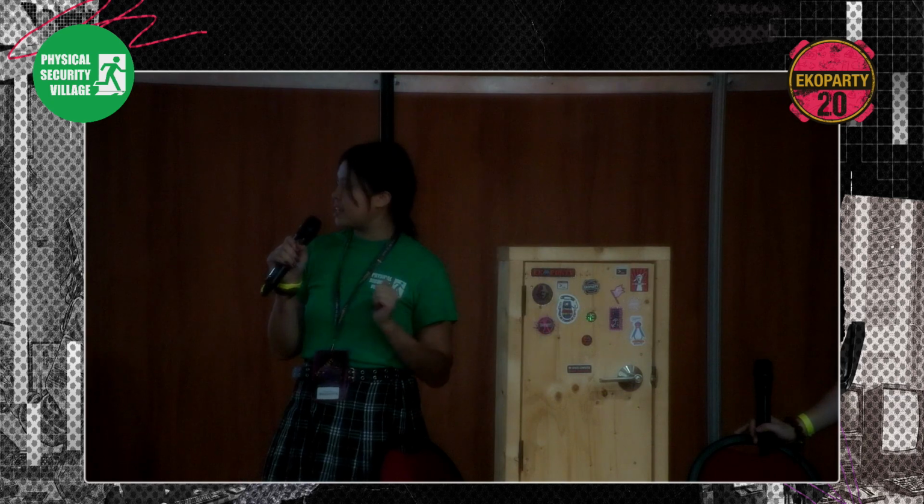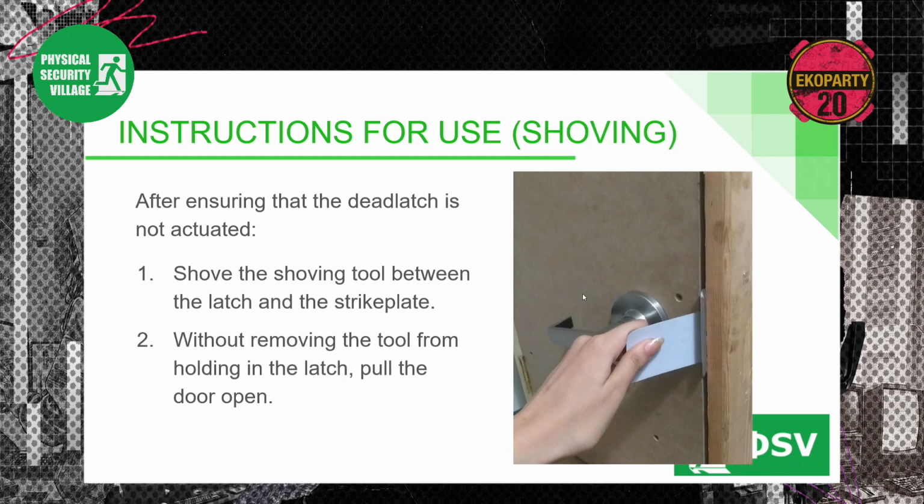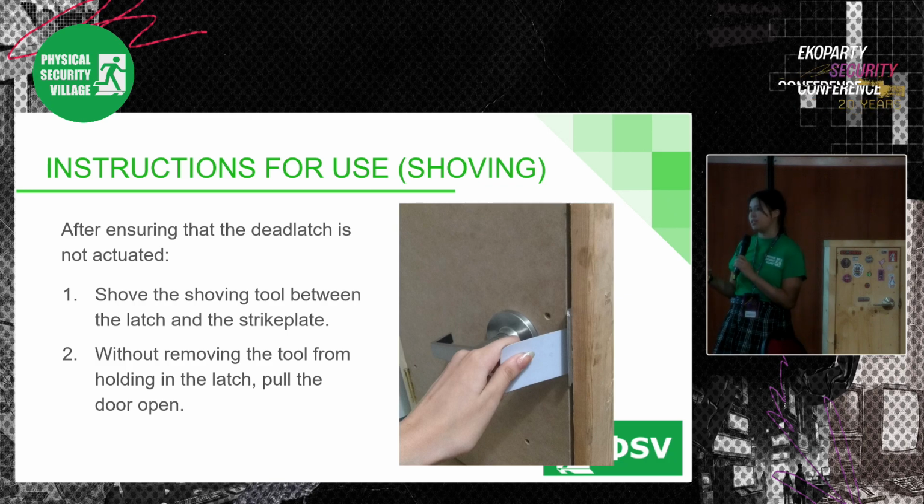Let's go back to the slides if we could. Thank you. Next. So if the latch is facing in the opposite direction, then you're using shoving or carding, as some people like to call it, and it's very similar to the previous method. You're getting that card in between the latch and the strike plate and then pulling that door open.